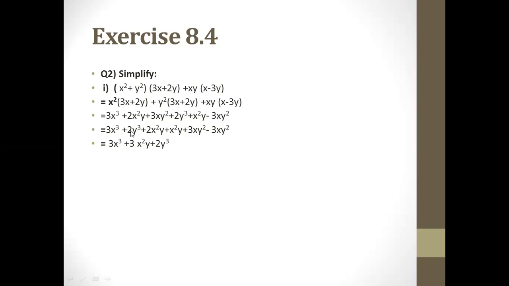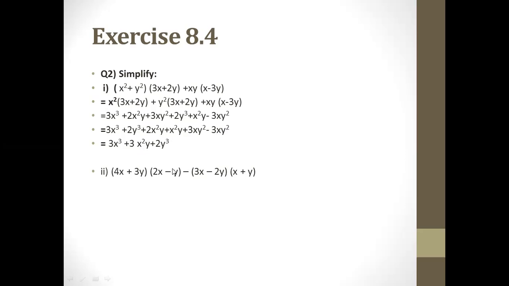So we write the same variable side by side: 2x square y plus x square y, 3xy square minus 3xy square. So plus 3 and minus 3 cancel, and here plus 2 plus 1 we get plus 3. So we get the required answer. Come to the second part.